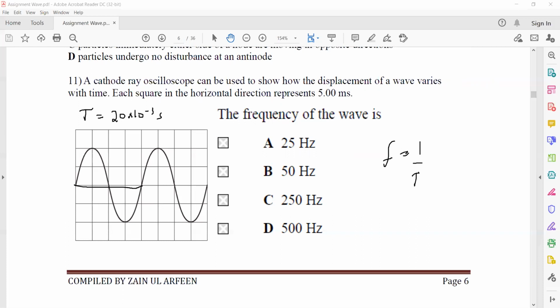Question 11. What could be the answer? So B is the right answer. That's 50 hertz.